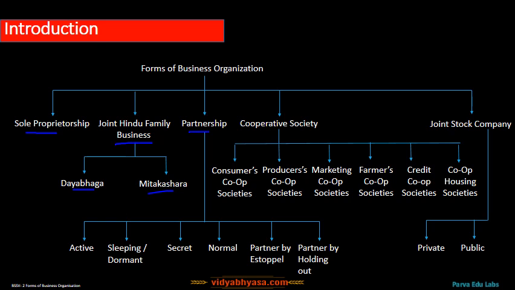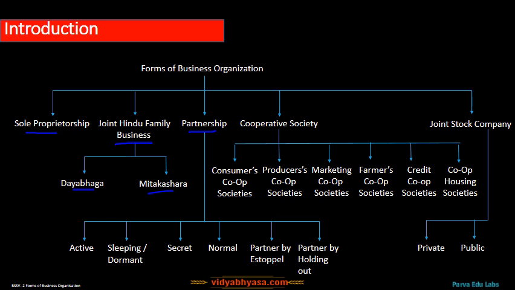Next, we have partnership. Partnership is a form of business organization where a few people come together and start a business. It is difficult for one person to arrange capital, so two or three like-minded people come together, form a partnership firm, and do business. There are various rules for partnership firms, and it is governed by the Partnership Act. Those things we will discuss in the partnership video.